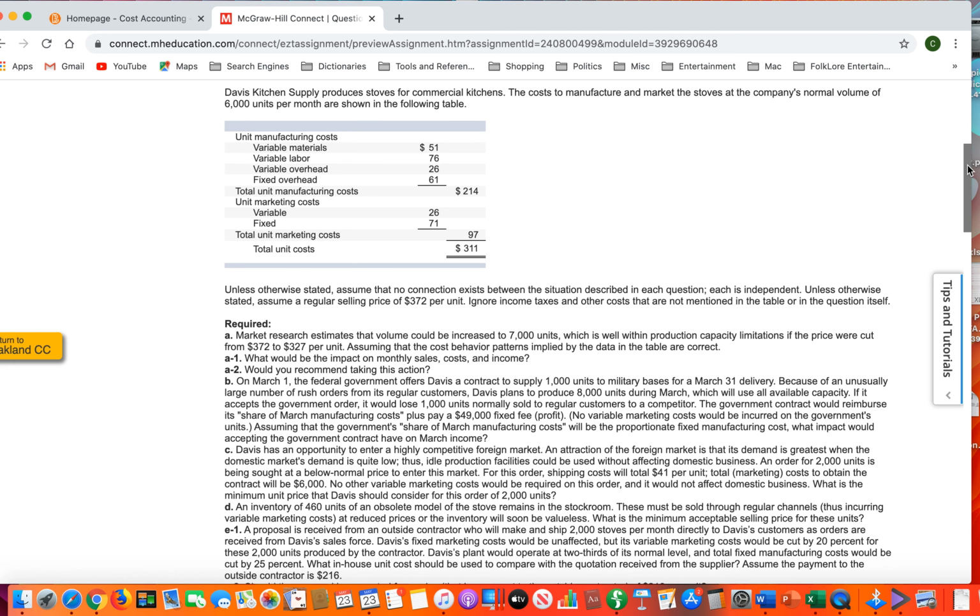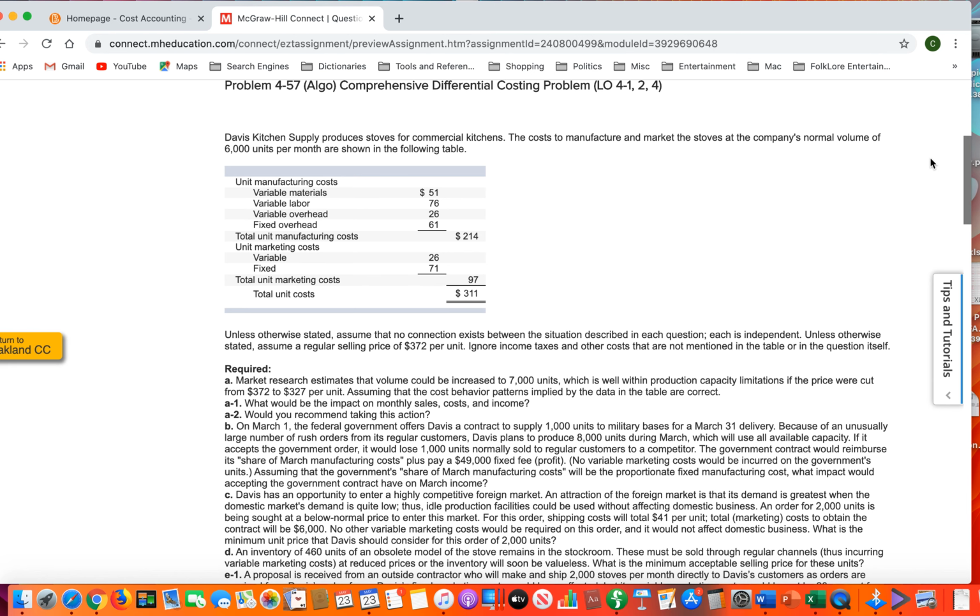And let me double check something to make sure. Yeah. Yep. Okay. Now, let's look at 7,000. But first of all, at 7,000, they're going to drop the price to $327 per unit. So 7,000 times $327, whatever that is, multiply it out, folks. 7,000 times $327. That's your sales.